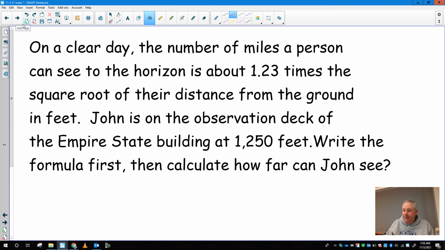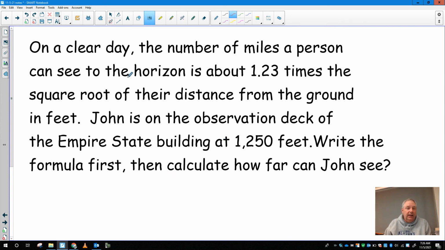On a clear day, the number of miles a person can see to the horizon is about 1.23 times the square root of their distance from the ground in feet. John is on the observation deck of the Empire State Building at 1,250 feet. Write the formula first, then calculate how far John can see. Okay, wow. So we have to make an equation out of this.